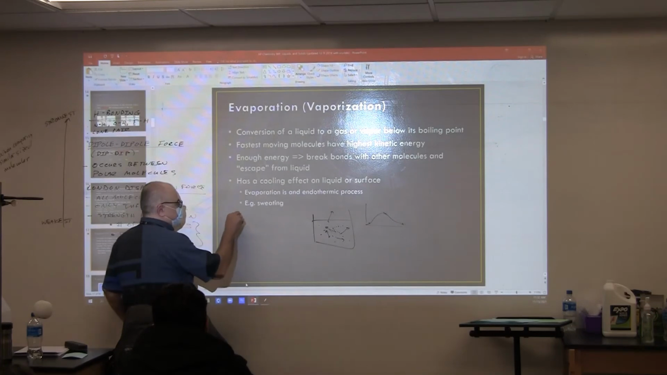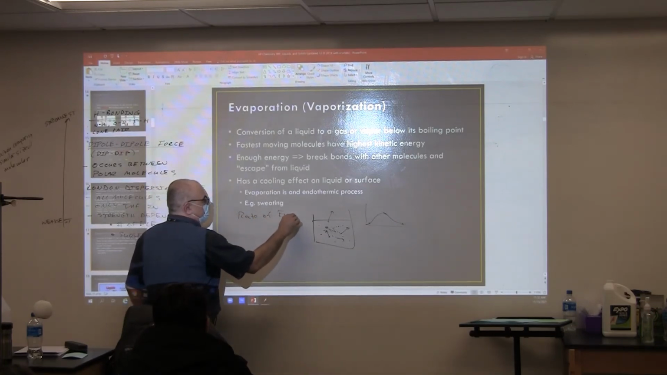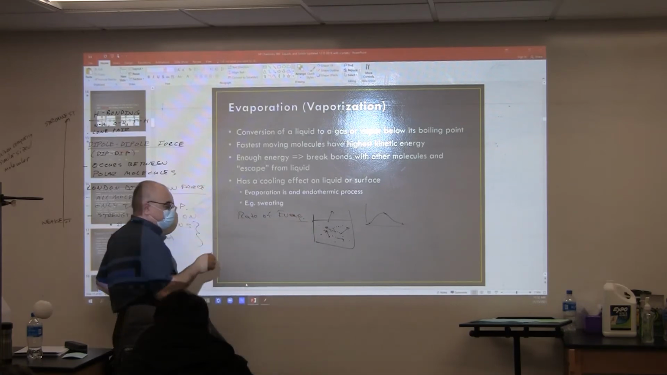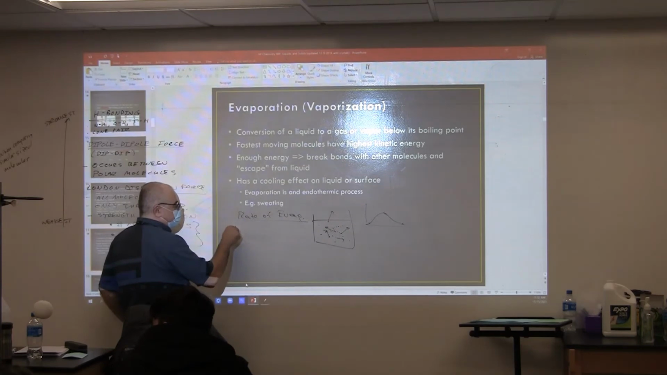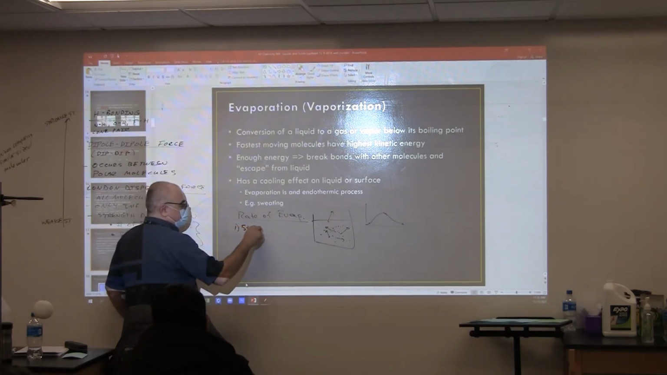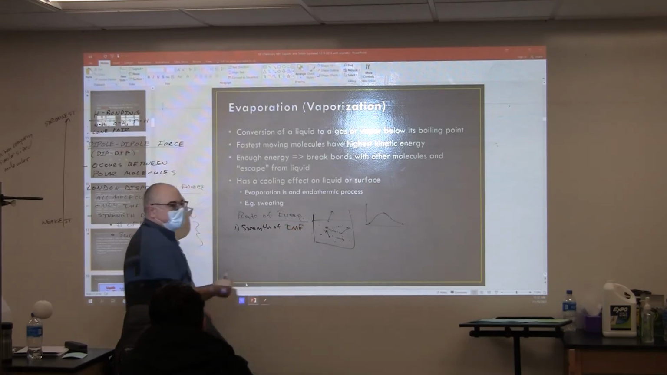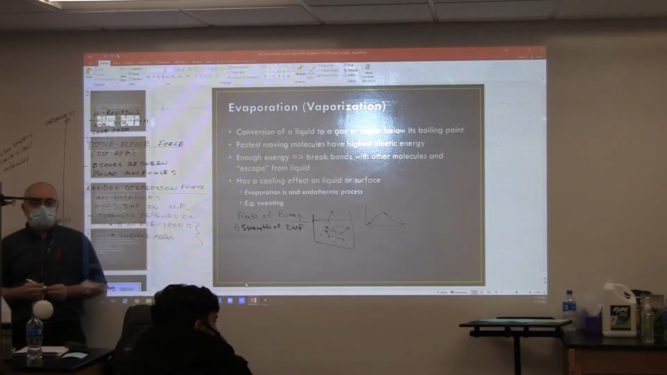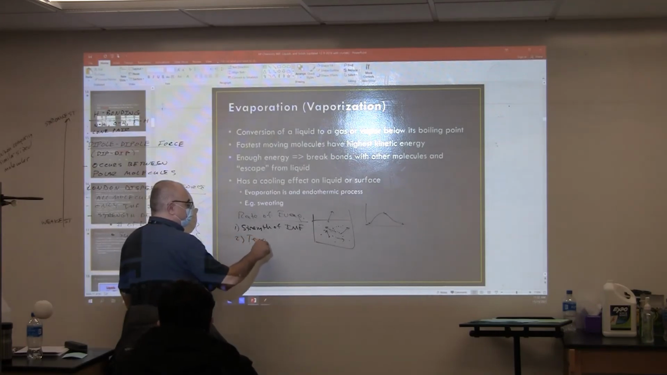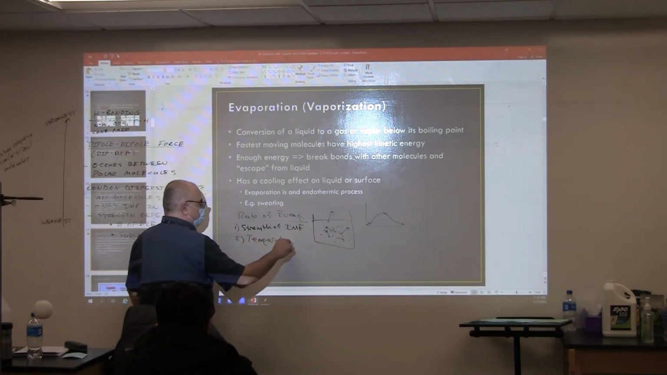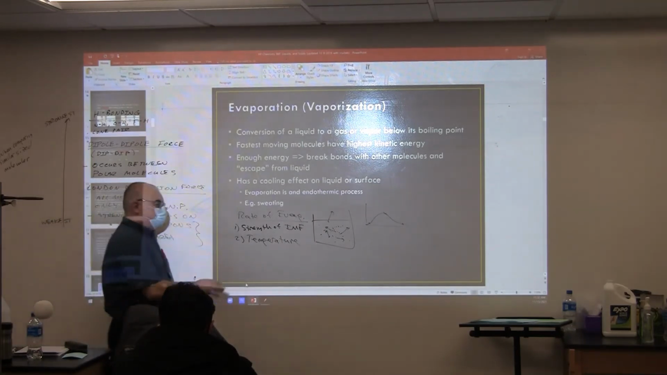Strength of bond. Temperature. Good. You got it right on the money. Rate of evaporation is going to be based on two things. Temperature is one of them. One of them is the strength of the intermolecular forces, because the stronger they're attracted to each other, the harder it is for them to break free. And the other one is the temperature, because the temperature determines how much energy they have running around in the body of the liquid.